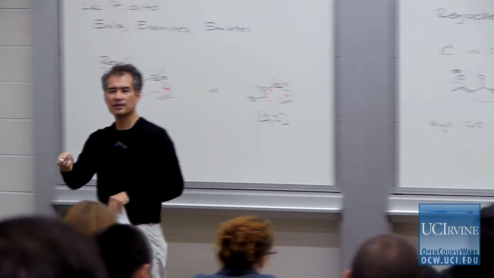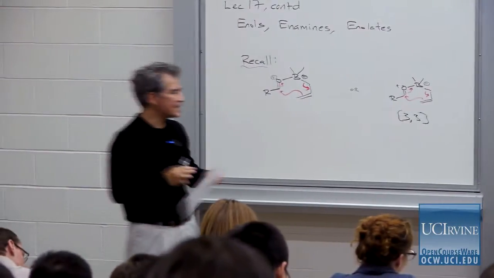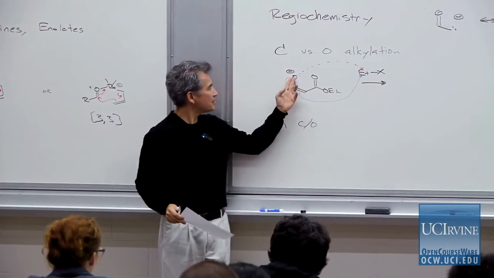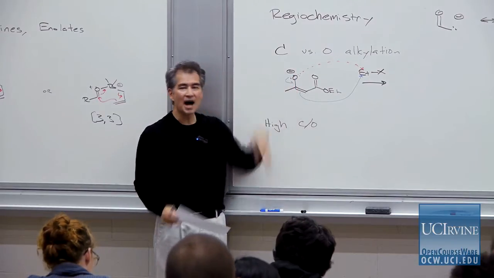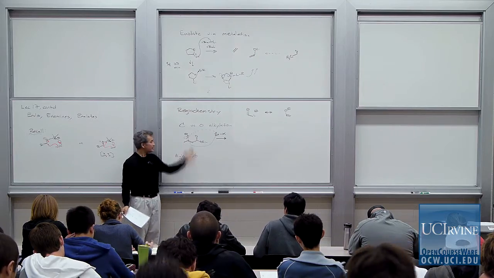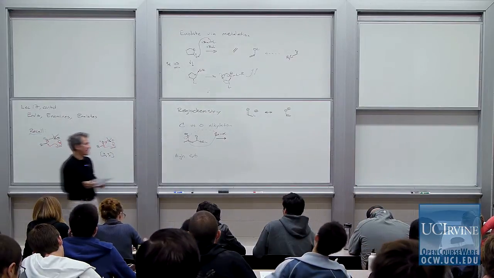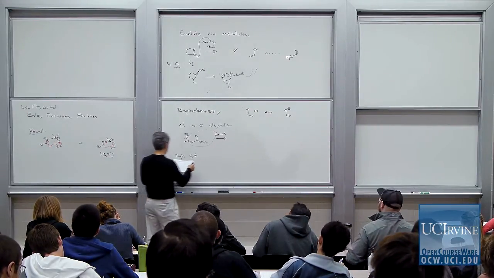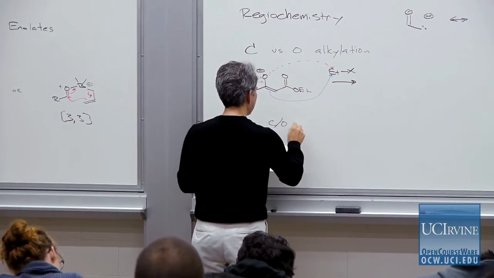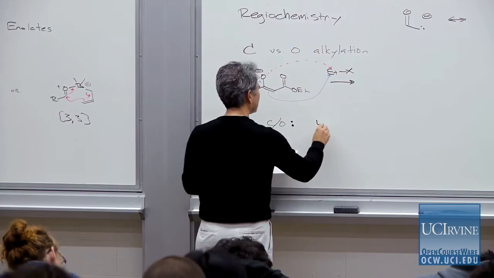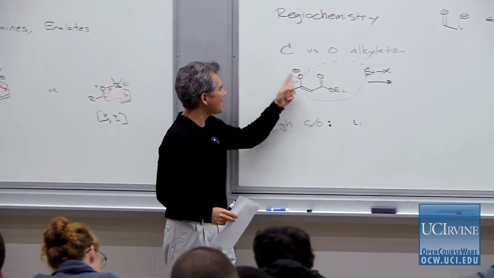If you want a high degree of C alkylation, then here's what you should do. You should make this as covalent and non-ionic as possible. Anything you can do to reduce the ionic nature of that oxygen will make it less capable as a nucleophile. So if you want very high ratios of carbon alkylation and less alkylation on oxygen, then I would pick the most covalent bond possible here.